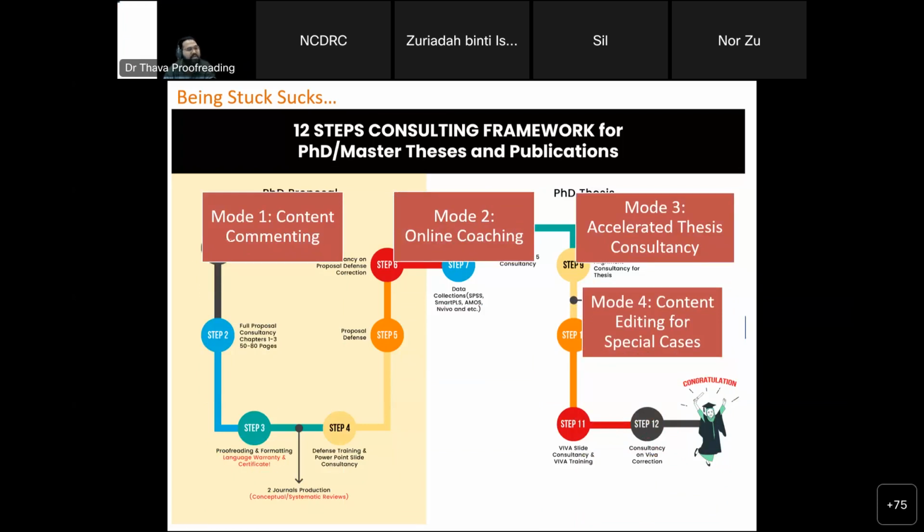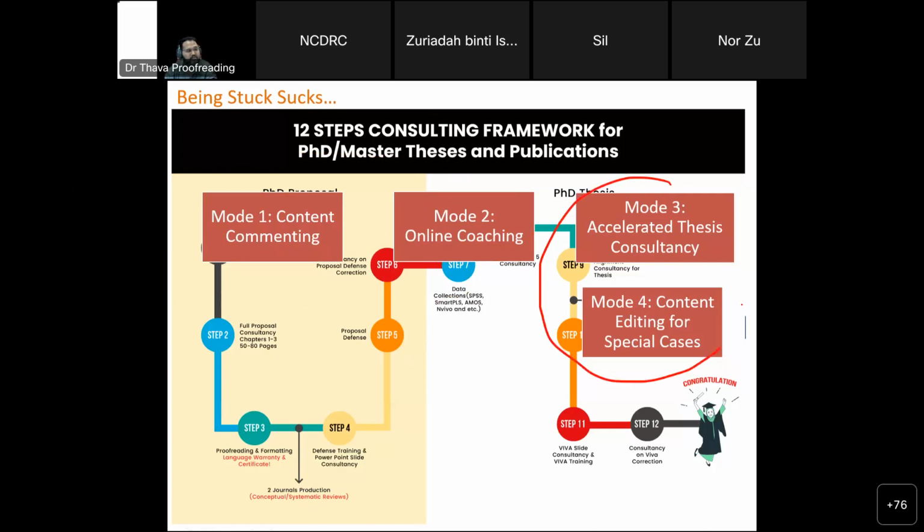Okay, how do we normally assist students and supervisors in these matters? For those who already have written everything to a certain extent, publication, proposal, or thesis, they only want commenting. They want how to improve further. We have about 112 consultants working with us. All of them are Web of Science published authors. So we normally provide content commenting and online coaching. Okay, we don't do physical anymore. Nowadays, all just prefer online.